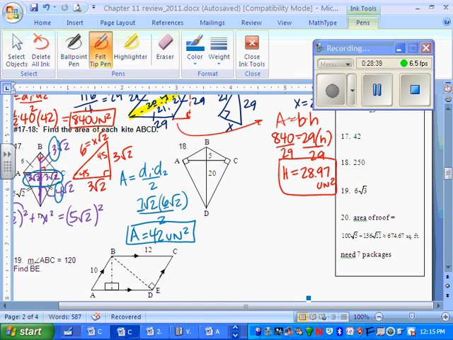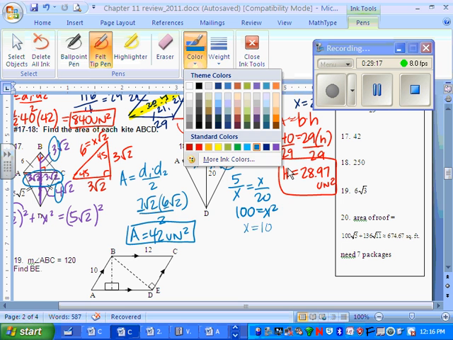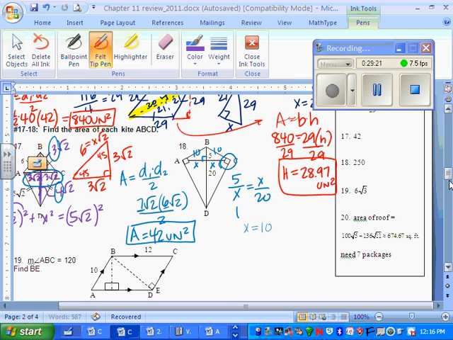Number 18. For this problem, I do not know that this is bisected. So I'm going to have to do proportions. Remember that this is a right angle, so it's the hypotenuse to a right triangle theorem, which is 5 over x equals x over 20. When I'm solving that problem, I end up getting 100 equals x squared. Take the square root, x equals 10. 10 is just a piece, so the whole diagonal is 20, and the other one is 25. So we have area.